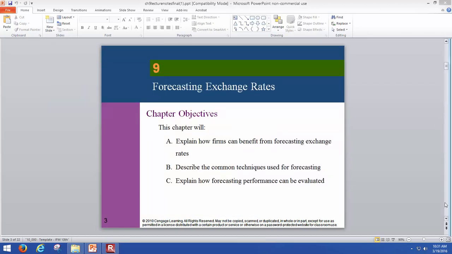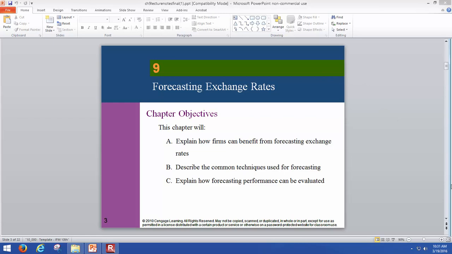Hello, today we will talk about forecasting exchange rates. So we'll talk about why firms should be forecasting exchange rates, what some of the benefits are, and describe the common techniques used for forecasting. We'll also talk about how you can evaluate your forecasting performance.